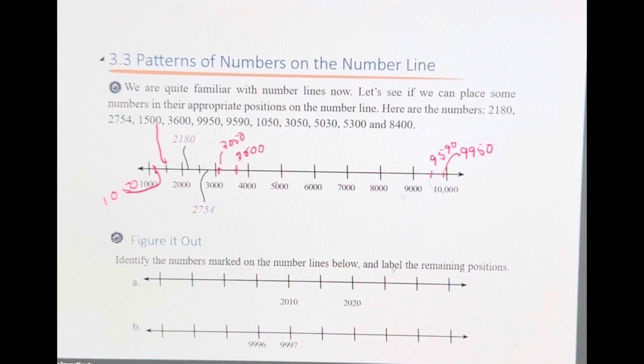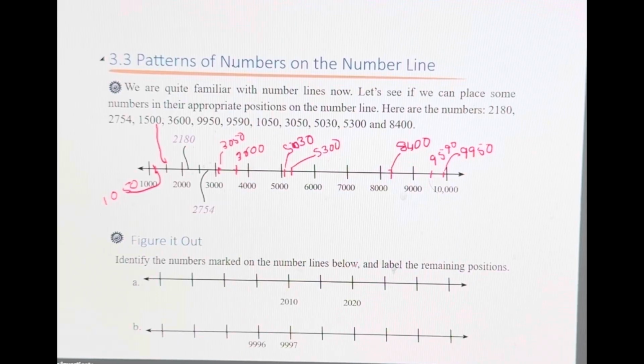Then 5030, it will be nearer to 5000 because it is just 30 more than that. So 5030. Okay. Then 5300, it will be again a little before the center of 5000 and 6000. So it is 5300. And the last is 8400. So it will be again a little before the mid of 8000 and 9000. So this is 8400, right?